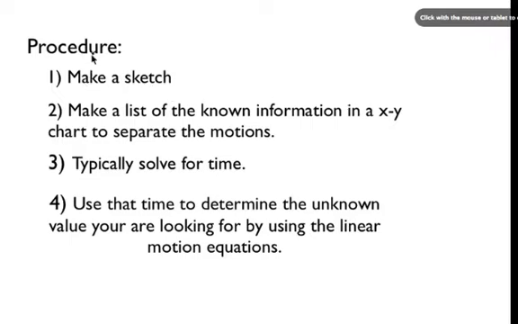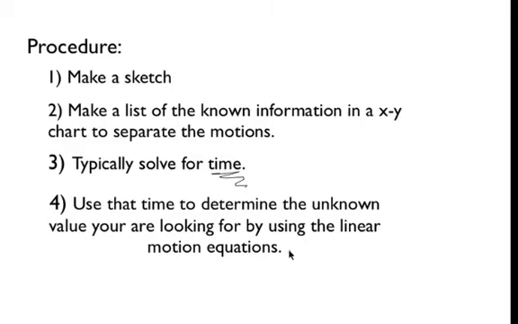Okay, so just like before, step 1, make a quick sketch of the scenario. Step 2, make a list of the unknown information in both the x and the y directions and chart to separate the motions. Step 3, typically we want to solve for time, because the position of an object is based on the time. So oftentimes, if we can find time, we can find everything else that we need to know. We're going to use that time, step 4, to determine the unknown value that you're looking for, for instance, how high is it or how far away horizontally is it?